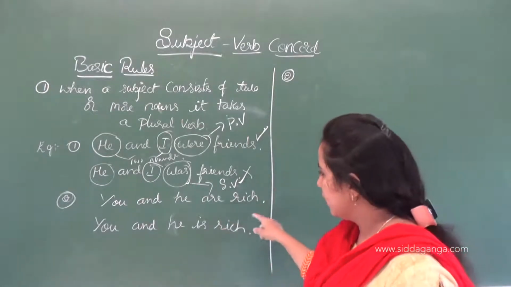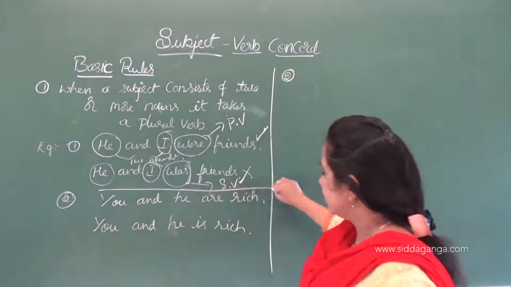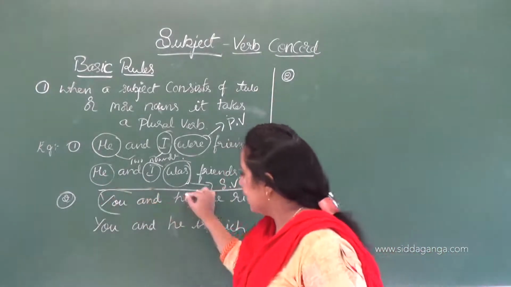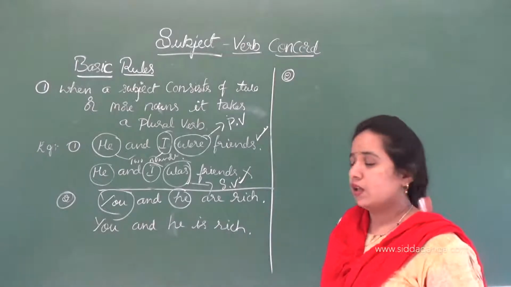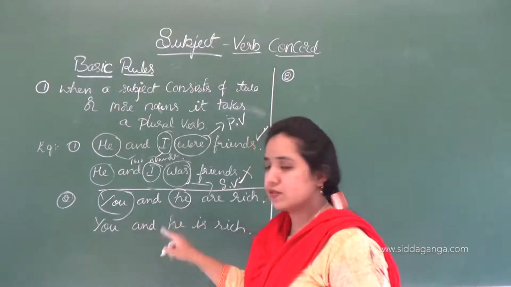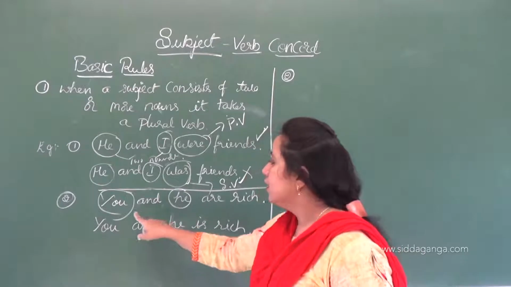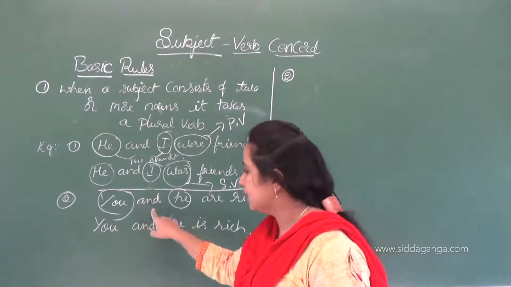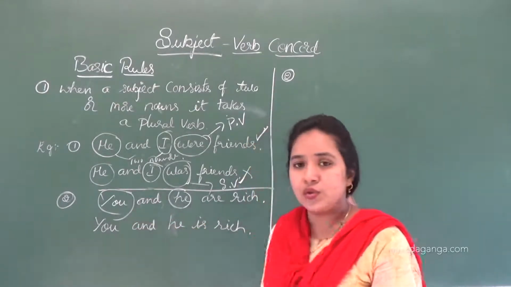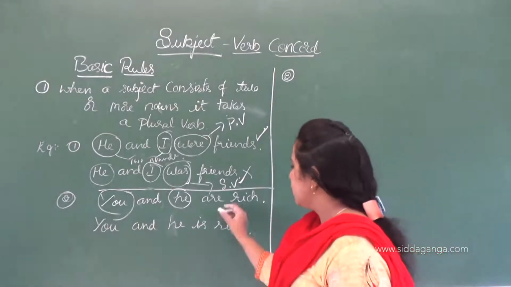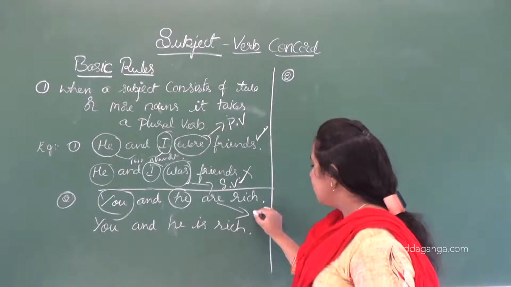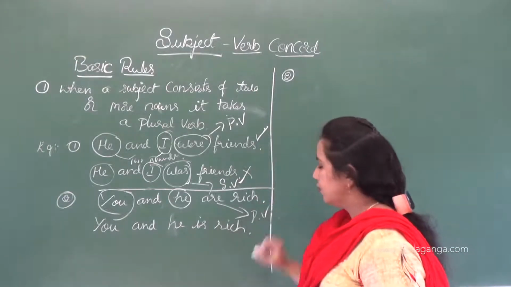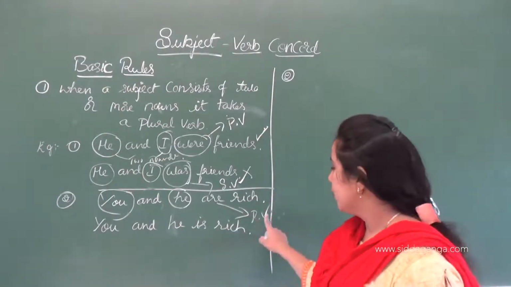Here again I have written another example. You and he are rich. Here there are two nouns. When we use "and" here, it tells about two nouns, two subjects. So what is the verb to be? The verb to be is a plural verb.